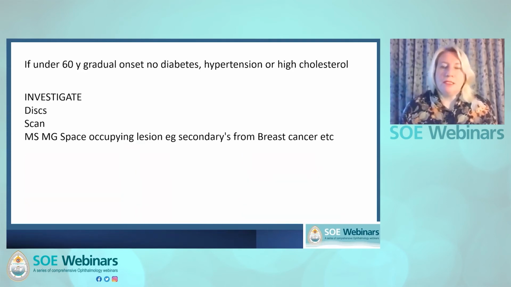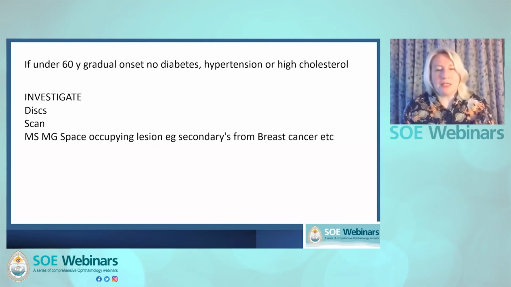So I'm thinking that actually when a patient comes to you, if they are under 60 with double vision, you really need to think about investigating them, particularly if they don't have diabetes, hypertension or high cholesterol. And this would involve looking at their discs and scanning them and thinking about multiple sclerosis, maybe myasthenia, space-occupying lesions.